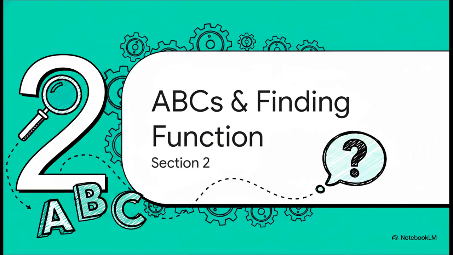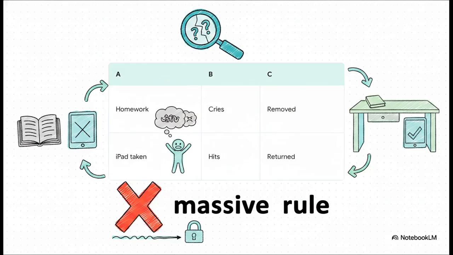Moving on to Section 2, ABCs and finding the function. Let's talk about tracking natural events out in the real world to figure out the elusive why behind a behavior. ABC. It stands for antecedent, behavior, and consequence. Take a student named Leo, for example. The antecedent is homework is presented, the behavior is Leo cries, and the consequence is the homework is removed. Or, let's say, the iPad is removed, Leo hits, and the consequence is the iPad is returned.